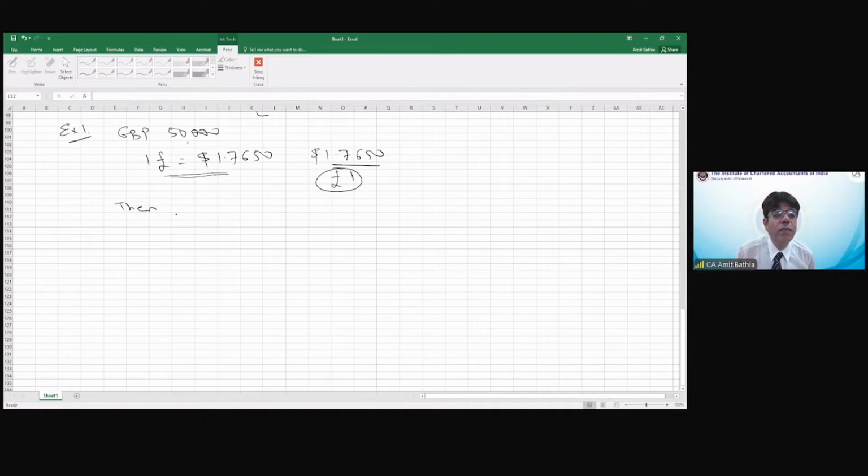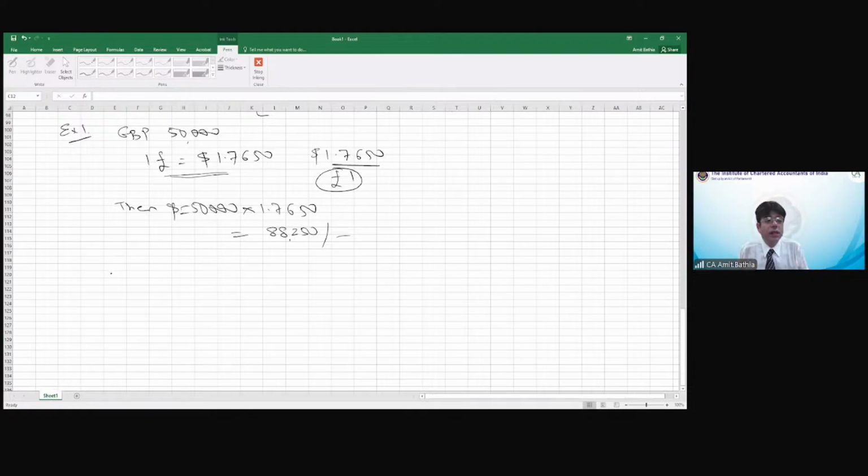Now in this case, do I multiply or divide to get how many dollars I will get if I sell my GBP 50,000? I will have to multiply, because here it is GBP 50,000, and my quoted currency is essentially on a per pound basis. So I can directly multiply 50,000 into 1.7650. Whatever amount that turns up to: 88,250. Yes, 88,250.